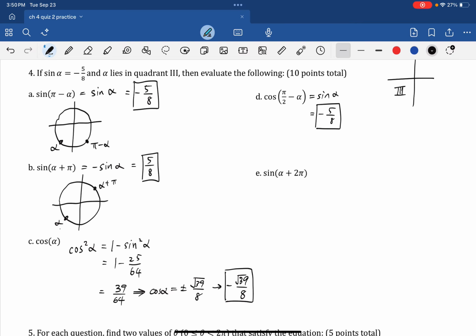Okay. Next, sine of alpha plus 2 pi. This is also equal to sine of alpha, because sine has a period of 2 pi, right? So it's going to repeat itself after we add 2 pi, so this answer is negative 5/8.